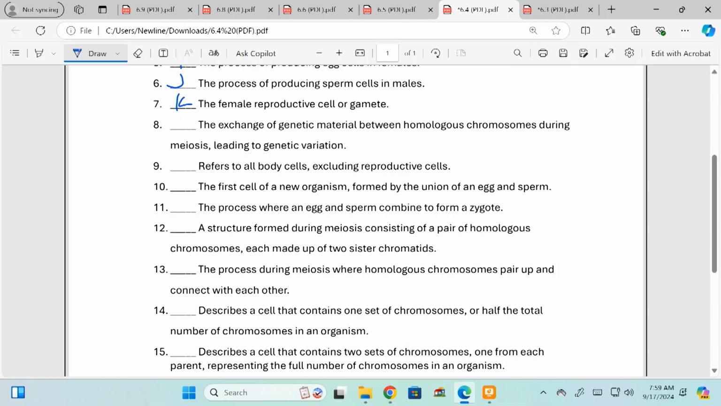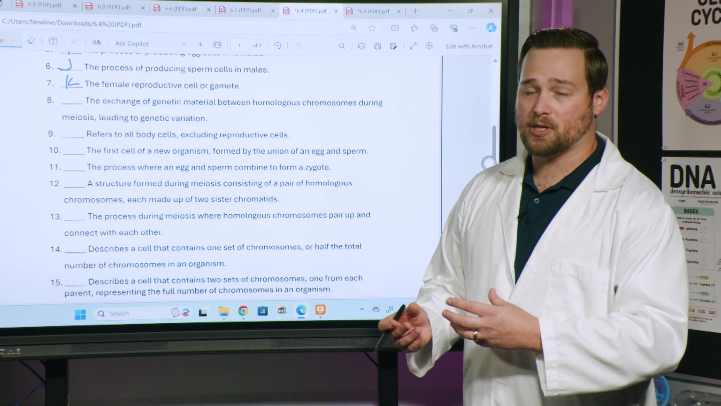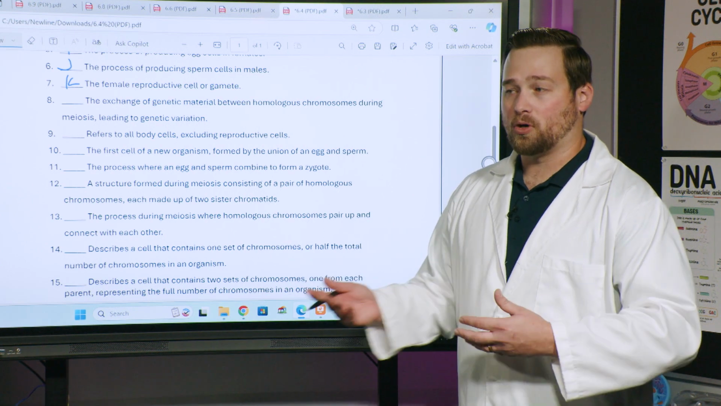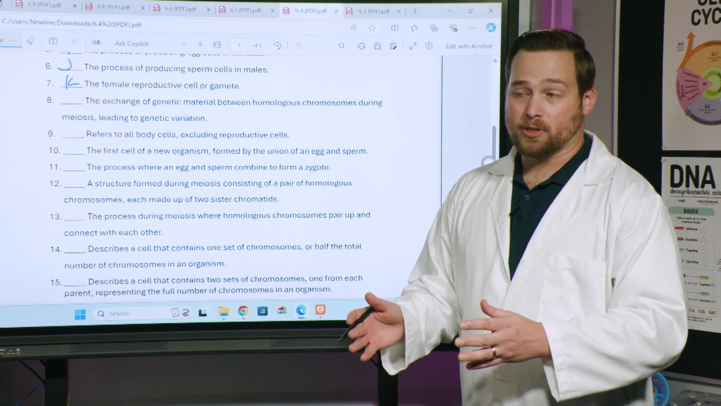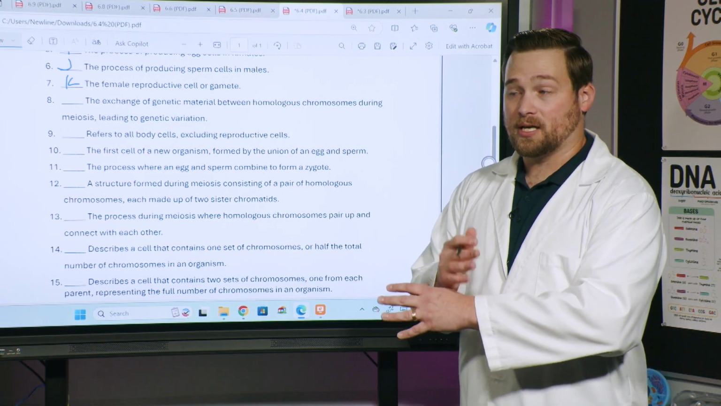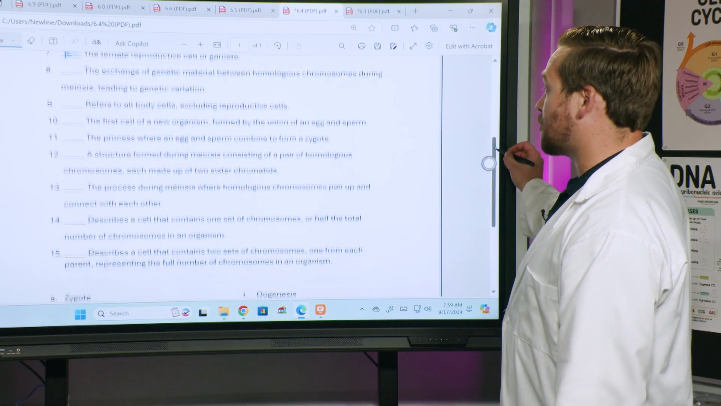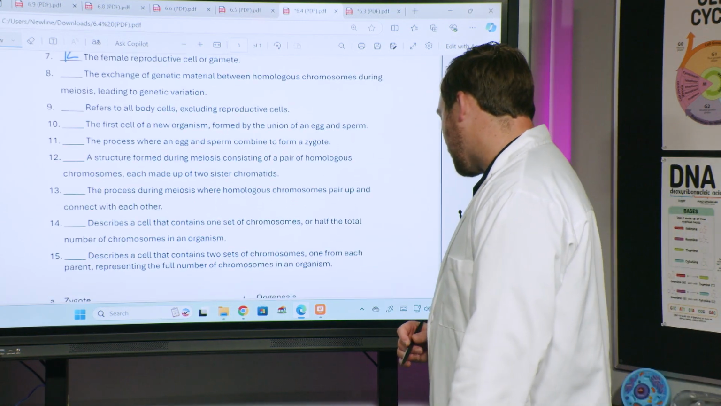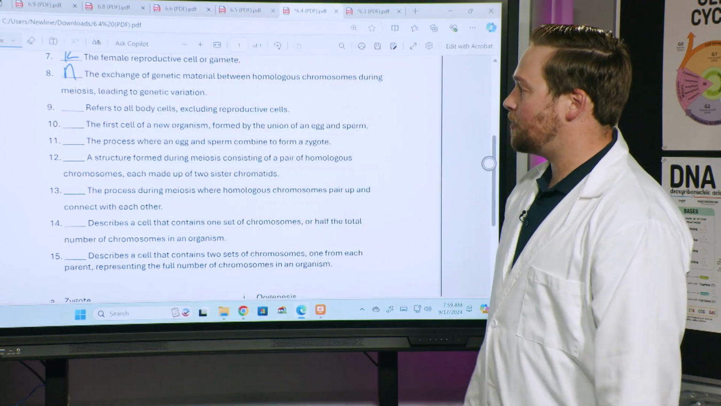8 says the exchange of genetic material between homologous chromosomes during meiosis leading to genetic variation. So what do we call it when we scramble up the genetic material in between those homologous chromosomes? You get a little bit from each one. The pictures that I've been showing you will show you a red and a blue chromosome, and then when they do this thing, you get a little bit of each color on each chromosome. What is that called? You might remember that that's called crossing over, okay? So for this one, let's go with letter N for crossing over. Okay, let's keep it going.